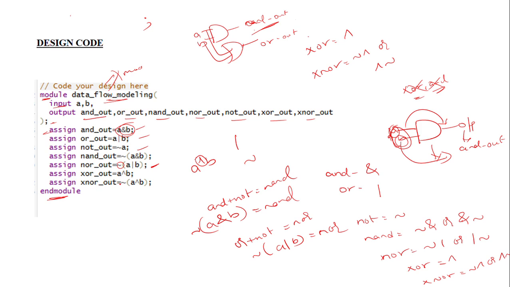So assign XNOR_out is equal to, so inversion of XOR is nothing but XNOR. Like that we can perform the operations, and then we can assign to the RHS side by using this assign keyword. After the code is completed we have to end the module, so we can simply write endmodule. So it is like the design code.